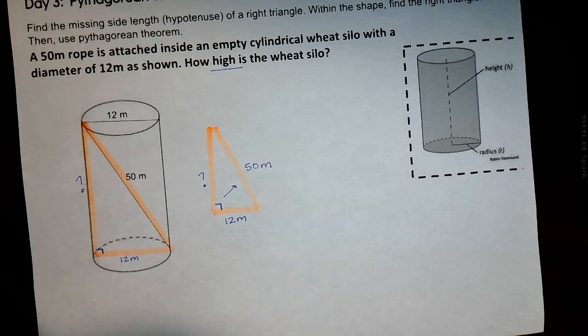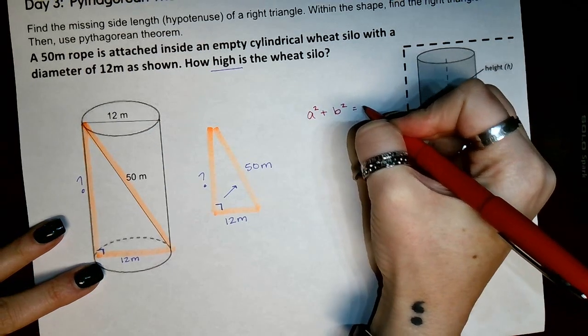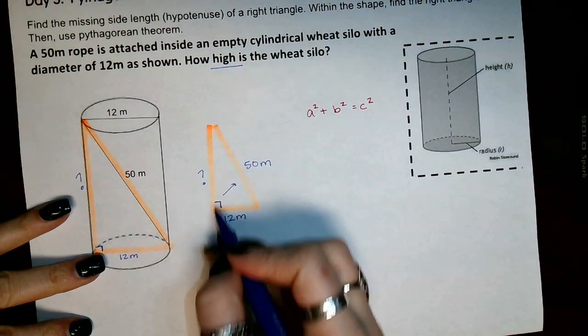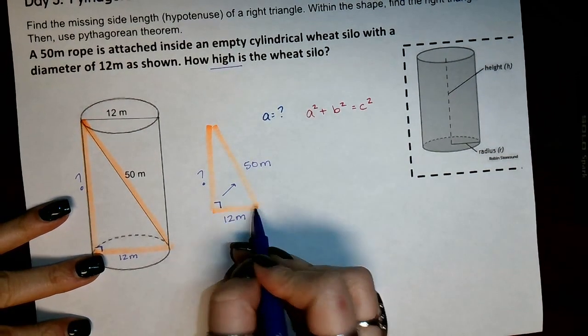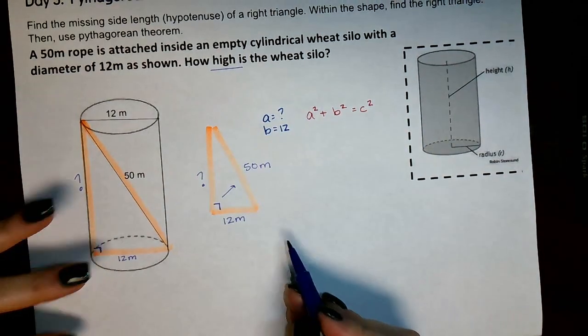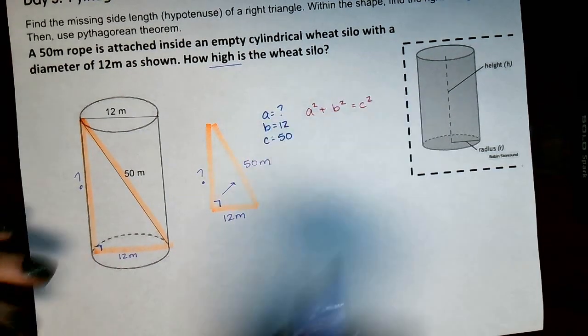Now, just like from day 1 and 2, we're going to continue using the Pythagorean theorem. First step, of course, is to write out a squared plus b squared equals c squared. Very important to know when doing the Pythagorean theorem. Our a value is our unknown. Our b value, this leg, is 12. And the hypotenuse, that diagonal going through here, is 50.